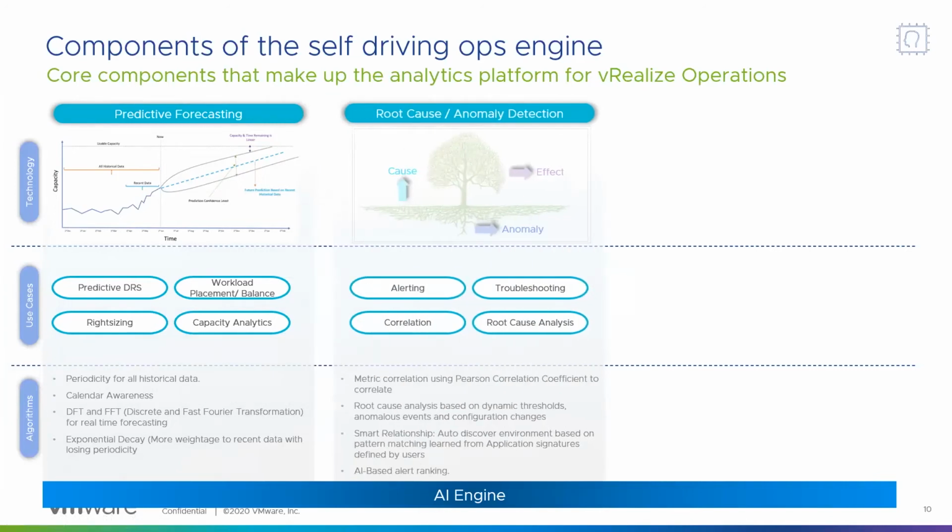The second one is around root cause and anomaly detection. While the topic says how can you do root cause analysis, I would want to stay away from it until I can proactively solve problems. And that's where predictive forecasting comes into the picture.